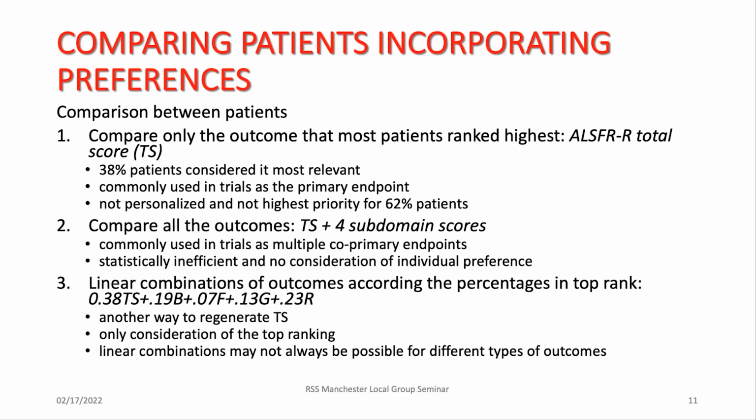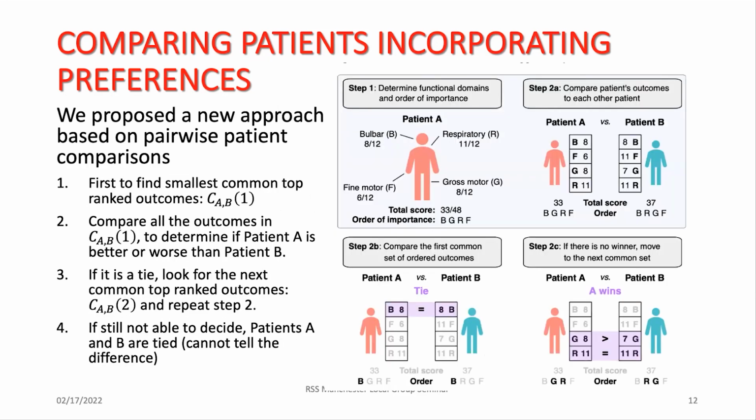You can also do a linear combination of the outcomes based on the top rank. This really regenerates a different total score for the population, right? But still, that's not really reflecting the second level or lower level difference. So here is the new approach we proposed.